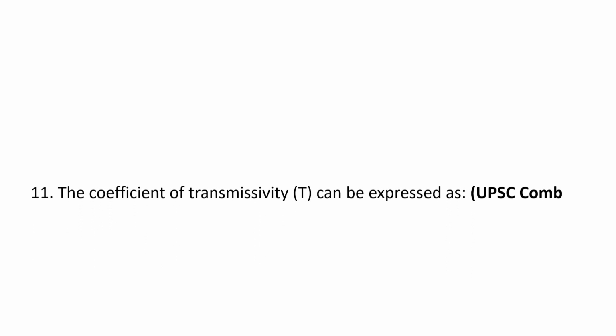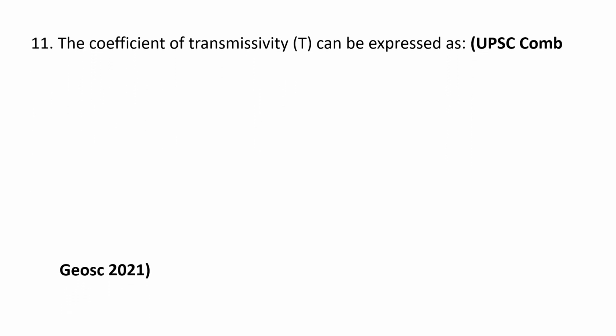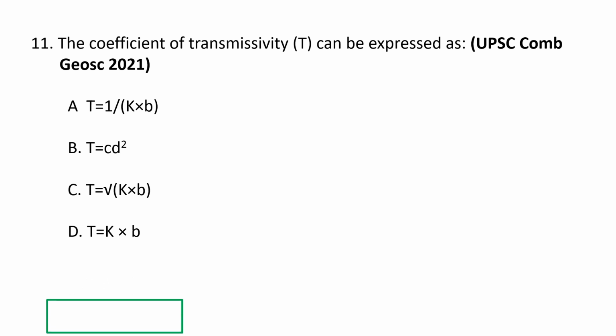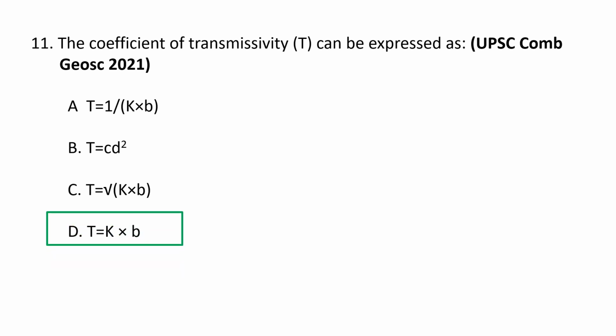Next question. The coefficient of transmissivity T can be expressed as, so what's the formula for the coefficient of transmissivity? A. T is equal to 1 by K into B. B. T is equal to CD square. C. T is equal to square root of K into B. And D. T is equal to K into B. The coefficient of transmissivity can be expressed as D, that is T is equal to K into B, where T is the transmissivity, K is the hydraulic conductivity, and B is the saturation thickness of the aquifer.